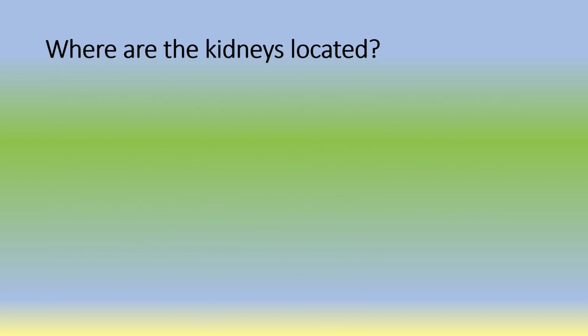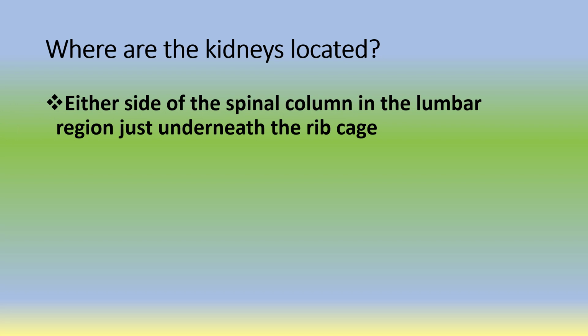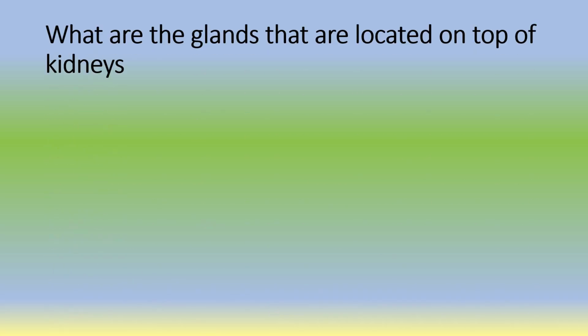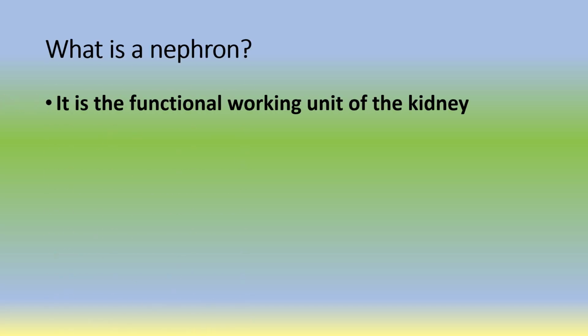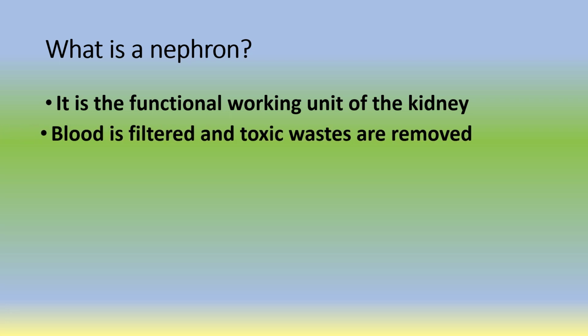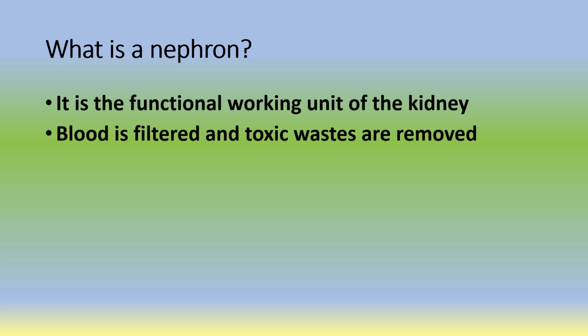So question, where are the kidneys located? They are located on either side of the spinal column in the lumbar region, just underneath the rib cage. So question, what are the glands that are located on top of the kidneys? They are the adrenal glands. What is a nephron? It is the functional working unit of the kidney. Blood is filtered and toxic waste is removed.